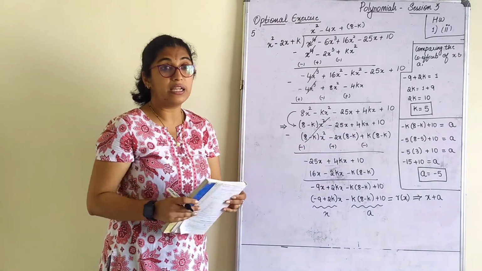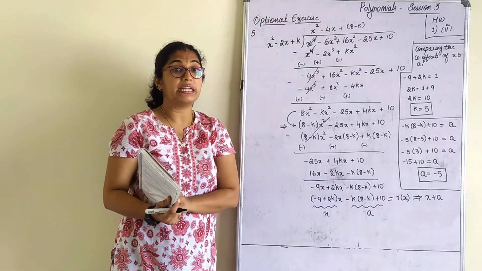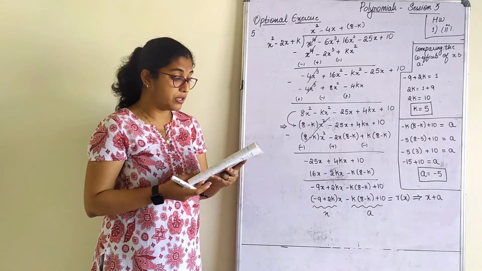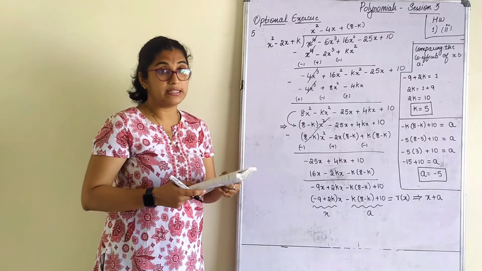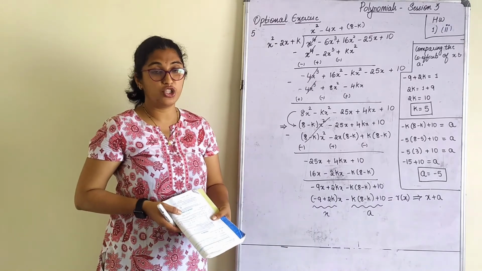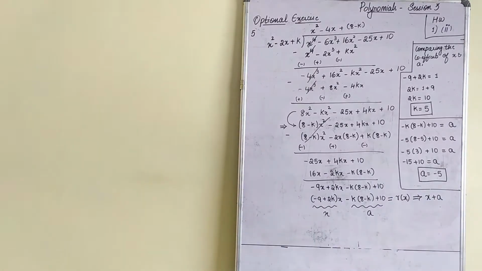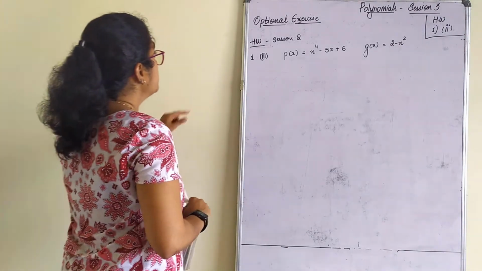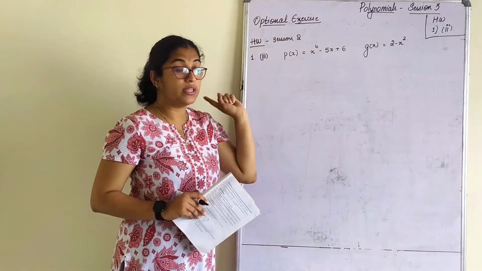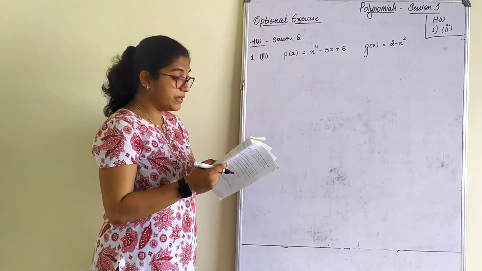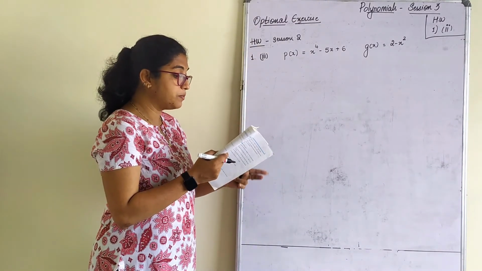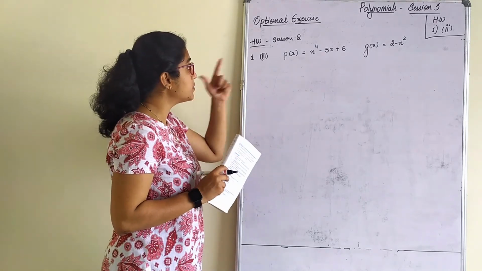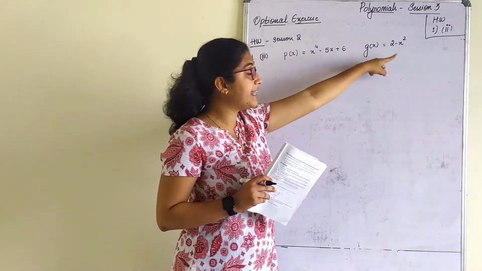Now as I had told, there is one sum where a student had asked me, she was not able to do the homework sum. So let's do that one sum and conclude with this chapter. Homework of session 2, that is the previous session, first main, third one: divide the polynomial p of x by g of x, find the quotient and remainder. So this was the polynomial to be divided by this.